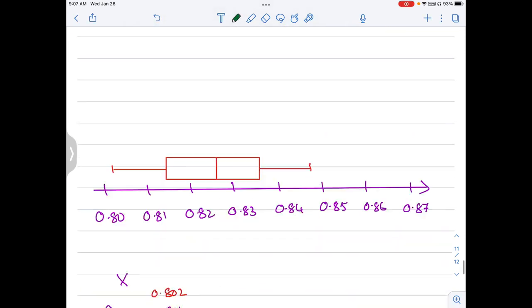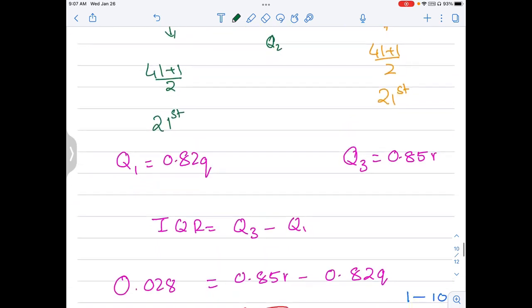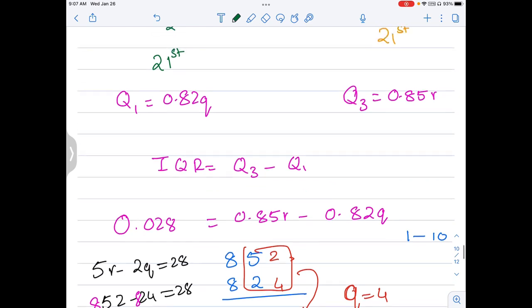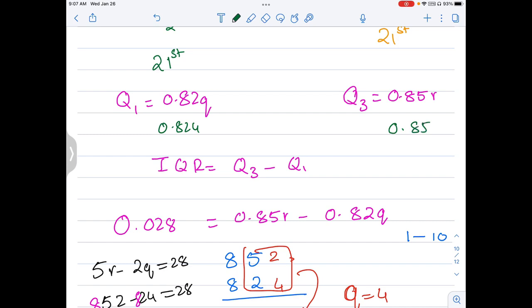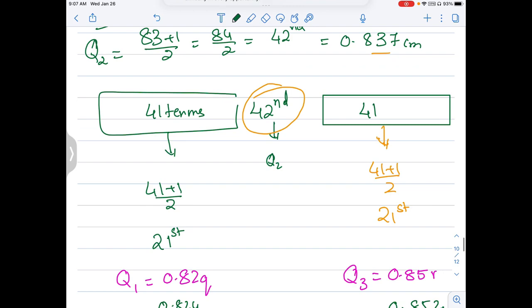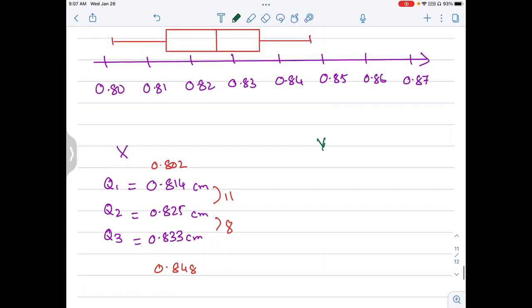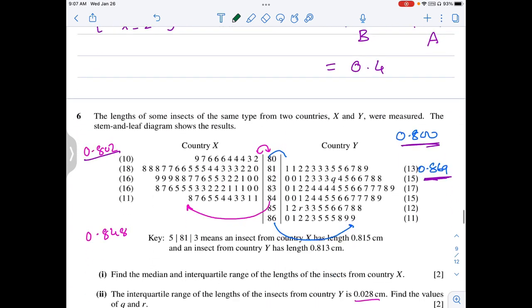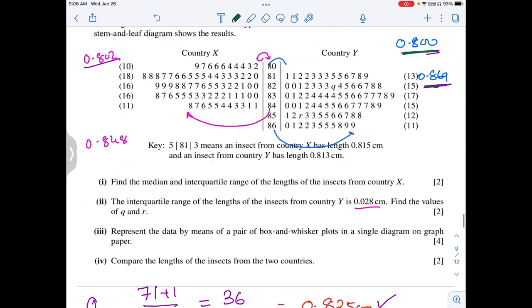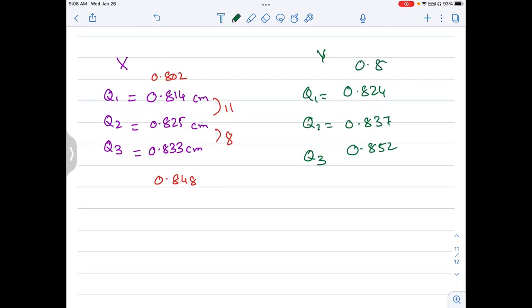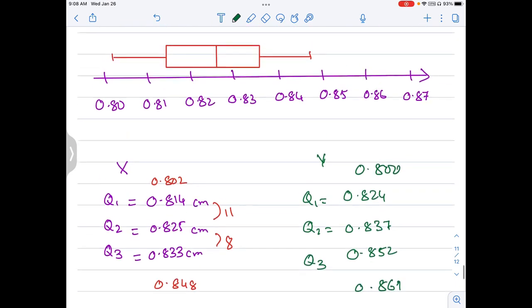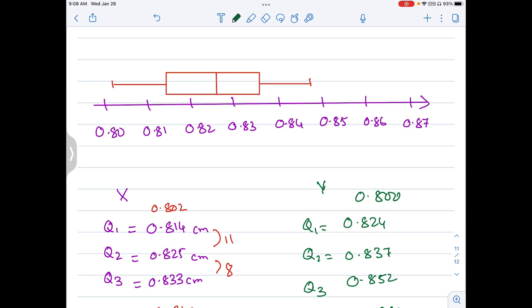Now coming to country Y: Q1, Q2, Q3. Q1, which we just found, is 0.824, Q2 is 0.837, and Q3 is 0.852. The least is 0.800 and the highest is 0.869. So the box goes from 0.824 starting to 0.852.